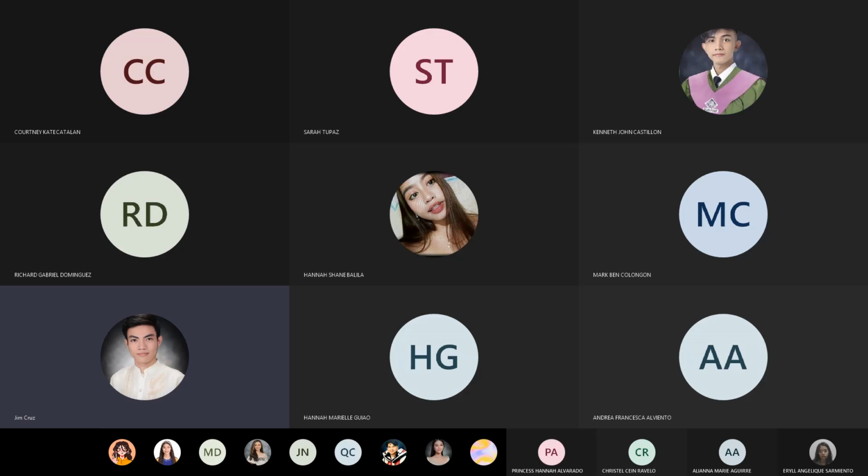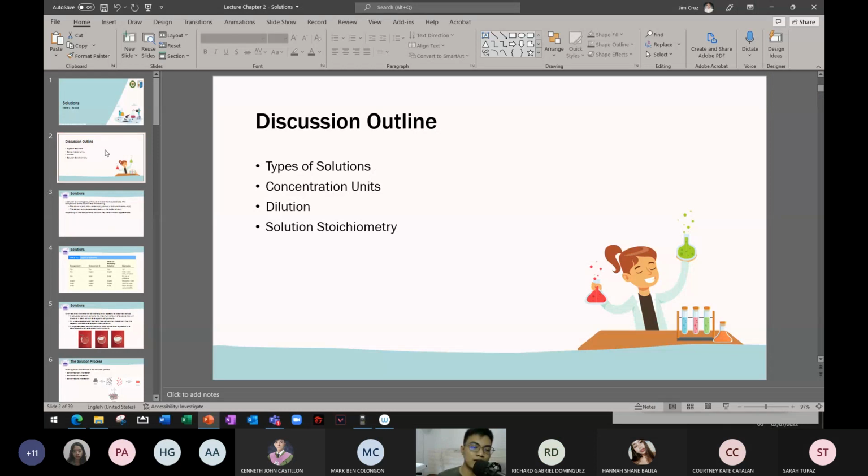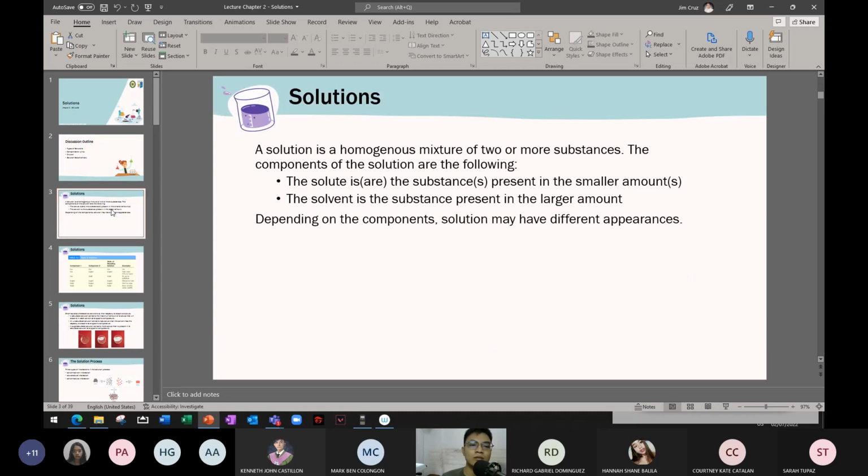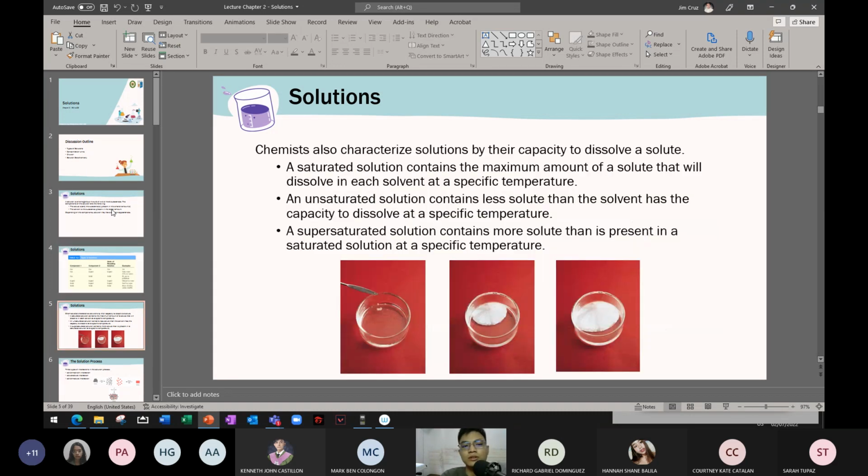Of what we have discussed last time. Okay, so last week we covered the types of solution and some of the concentration units. We realized last week that solutions are made of solute and solvent, and when you mix them, they should be homogeneous, because if they are not homogeneous, they are not considered solutions. Now, depending on the amount of solute, you can have saturated, unsaturated, or supersaturated.